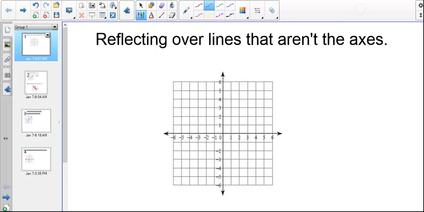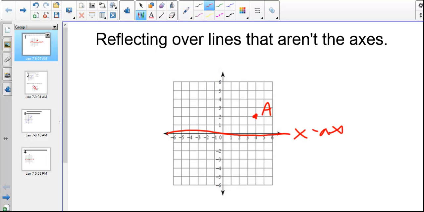Hi guys, I want to take a quick minute today to clear up some things about when we're reflecting over lines that aren't the axes. Obviously the rules for that are very simple, but for instance, when we have a point here, I'll call that point A, and I want to reflect it, let's say, over the x-axis down here.